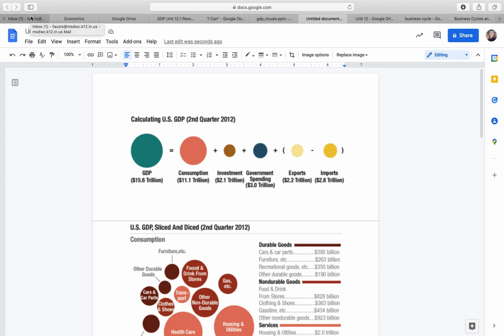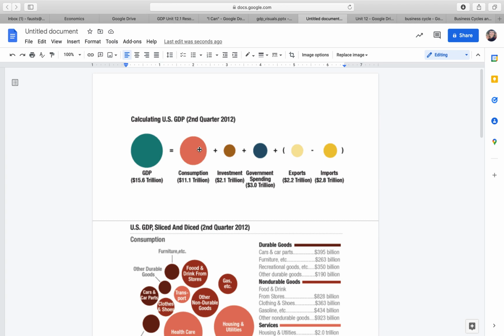All right, I wanted to look at a couple of graphic organizers to explain a few of these concepts for GDP and the business cycle. Here at the top, it's showing how GDP is calculated. These are the numbers from the second quarter of 2012. So GDP, once again, we're looking at the overall productivity of the United States for just the second quarter, which is April, May, and June of 2012.